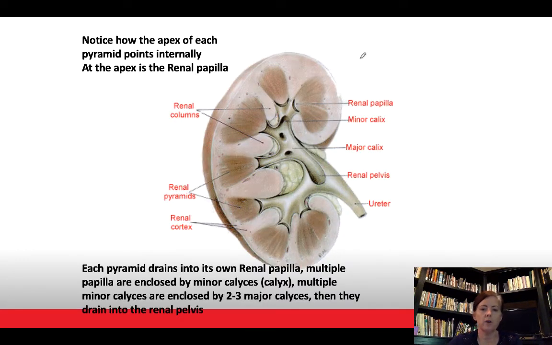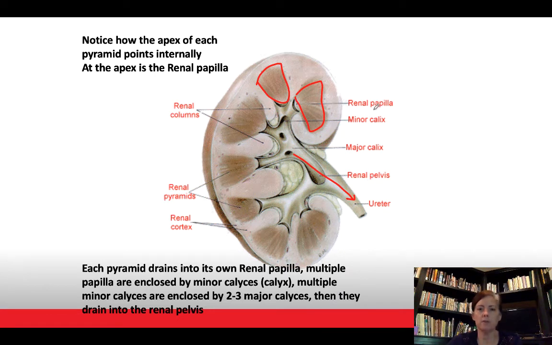Okay, so the way that these structures all come together is you have your pyramid, and again here you can see your color change. The pointy part of the pyramid is going to be angled towards the renal pelvis, which is going to be this structure here, and basically that's how urine is going to get conveyed out of the body. But how does it all travel? So it's going to go through some different structures.